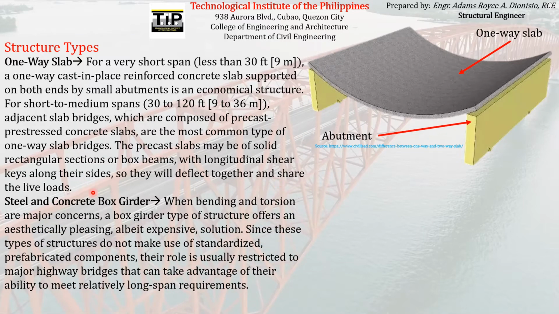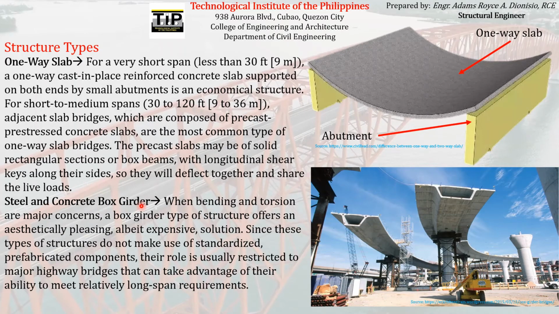Another type of bridge structure is the steel and concrete box girder. So it looks something like this. It is just a box girder that can be made out of steel, or in this case, on this particular photo, it is made up of concrete. So that is usually used when bending and torsion are major concerns. So that box girder type of structure can offer an aesthetically pleasing, albeit expensive solution.